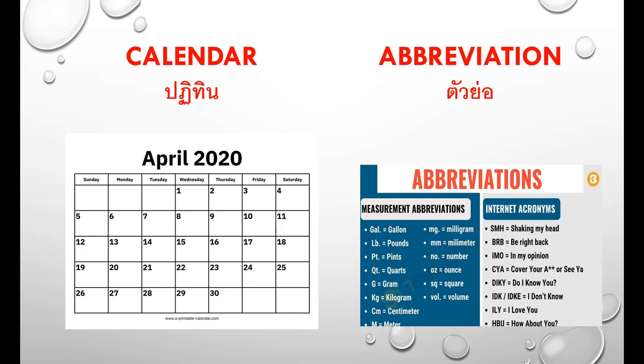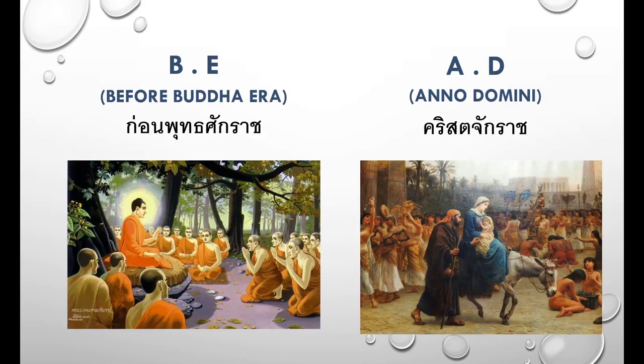Next word, say BE. BE. BE stands for before Buddha's era. BE. Next word, say AD. AD. AD stands for Anno Domini, meaning in the year of our Lord. Anno Domini.